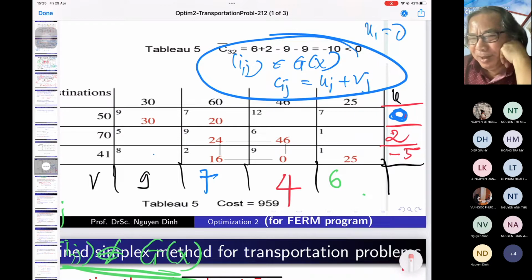Suppose somebody, there is an exercise where you use C or C++ to program for the computer how to find out ui and vj. How do you do?